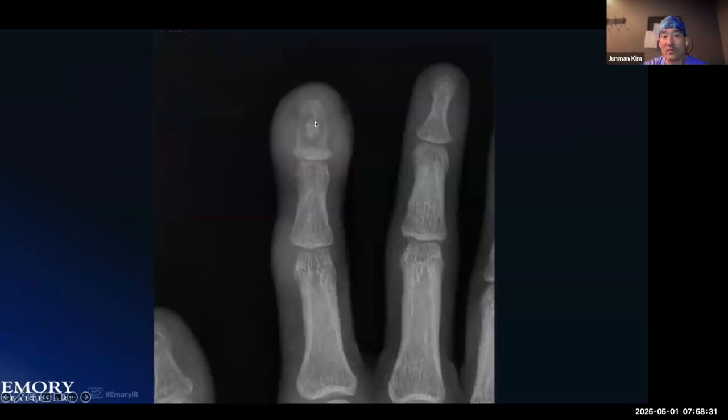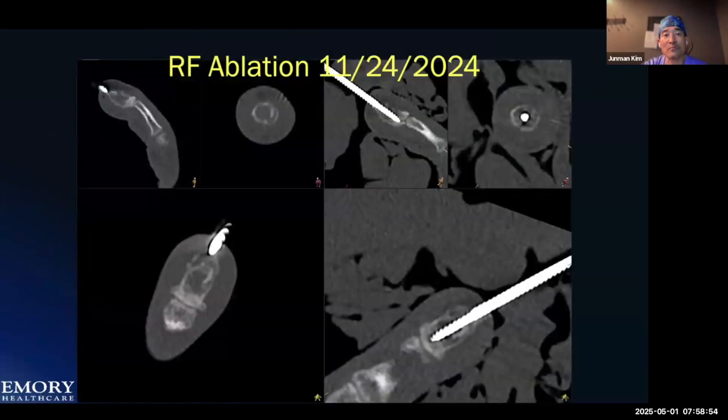So this is it. This is the nidus, low density. Look at how swollen the fingertip is. So how do I treat this? Because of the proximity of the skin, fingertip, and the nail bed, I was worried to treat this with a cryo. So I wanted to try with a radiofrequency ablation initially.